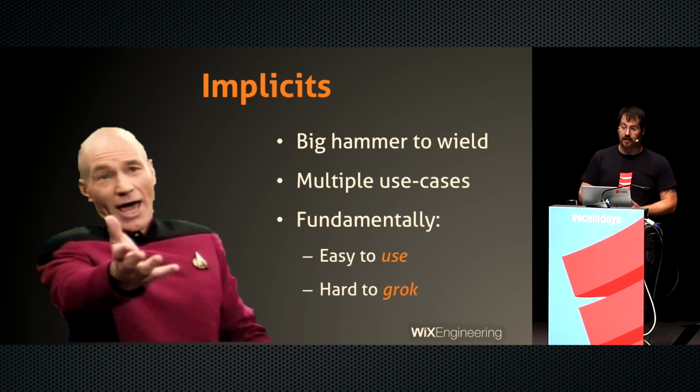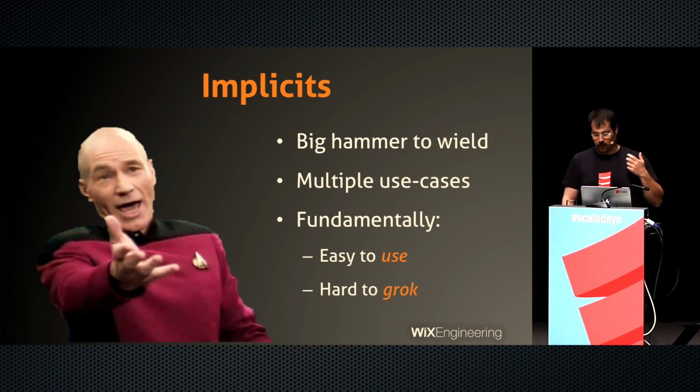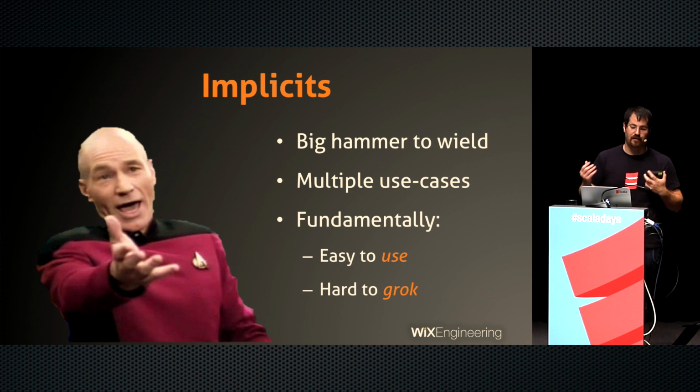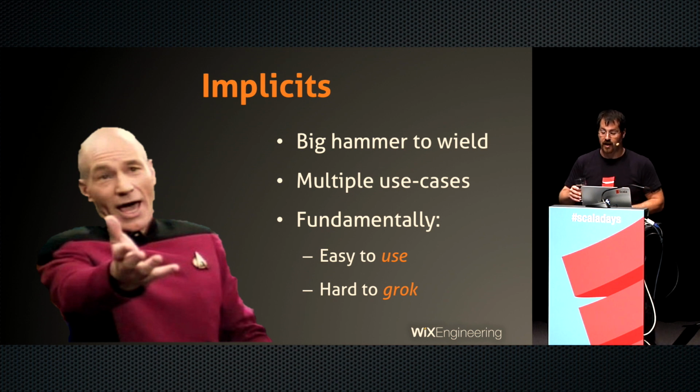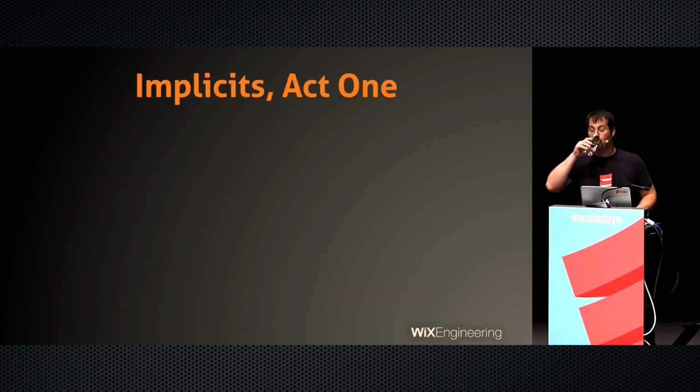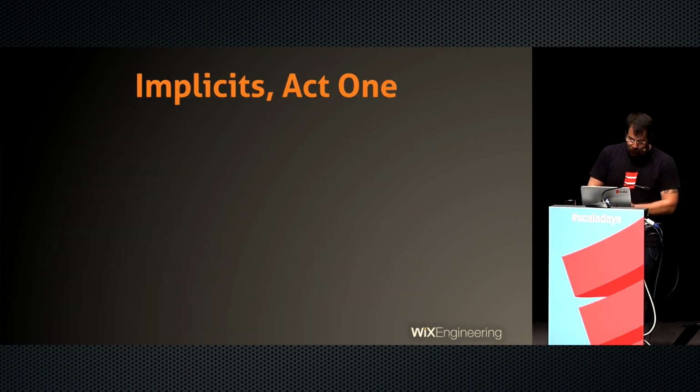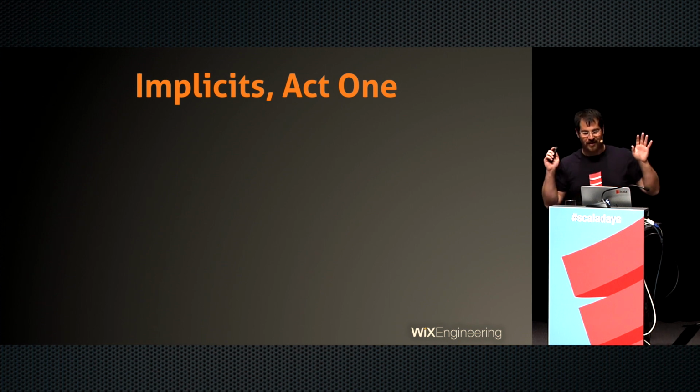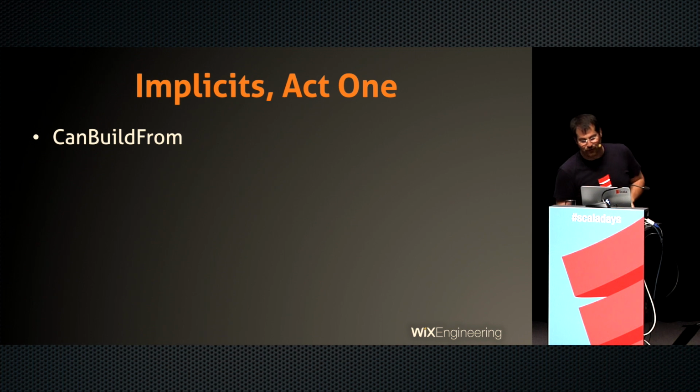But if you actually dig deeper and try to figure out what is going on under the hood, implicits tend to be very hard for people to understand and reason about. And I'm going to give two examples of this. So, the first example is the ever-present and very, very scary CanBuildFrom.